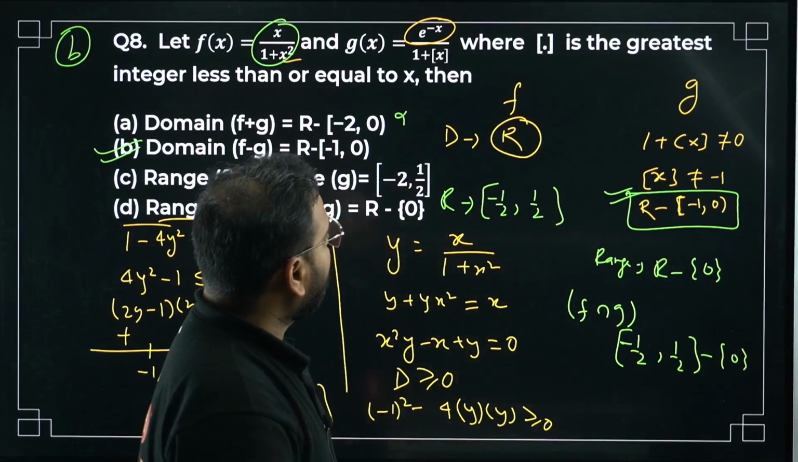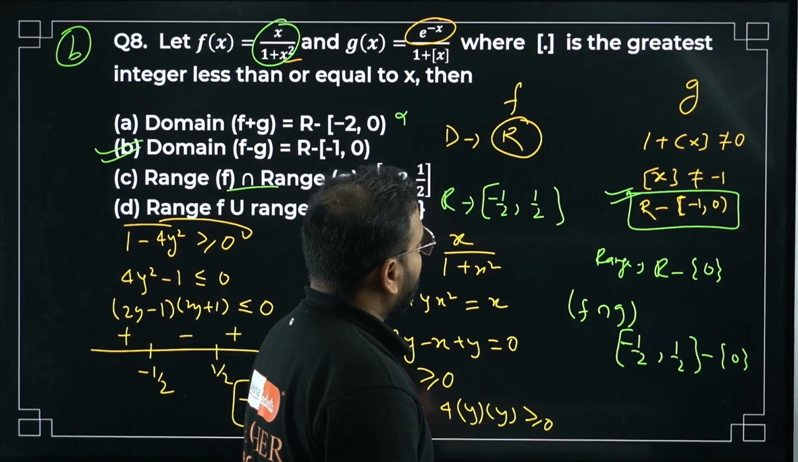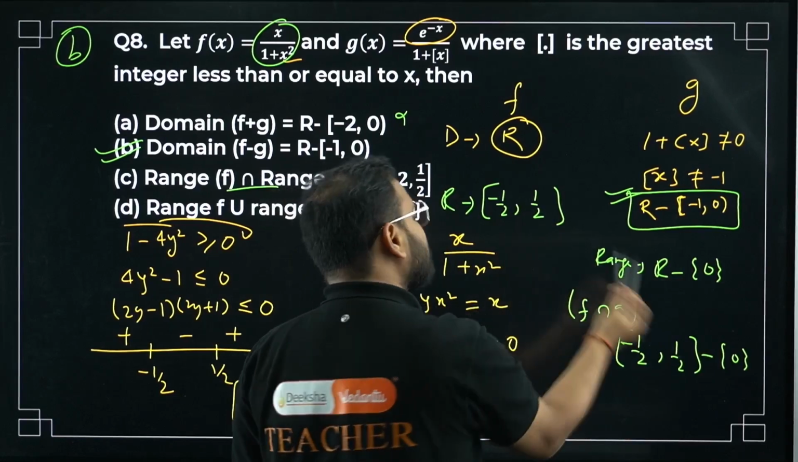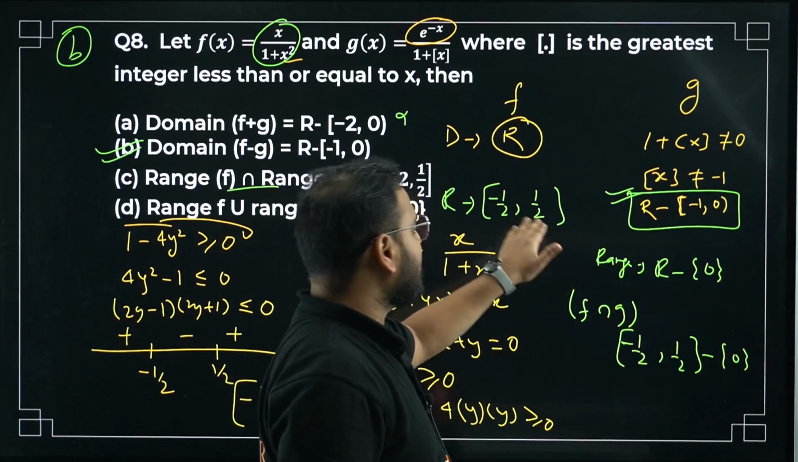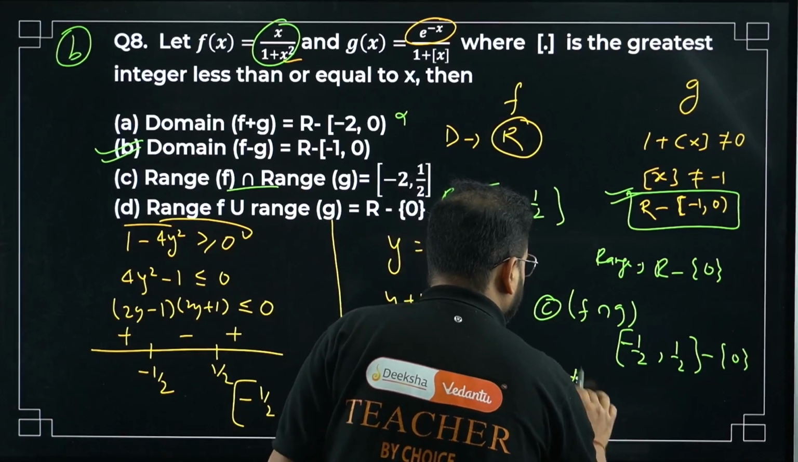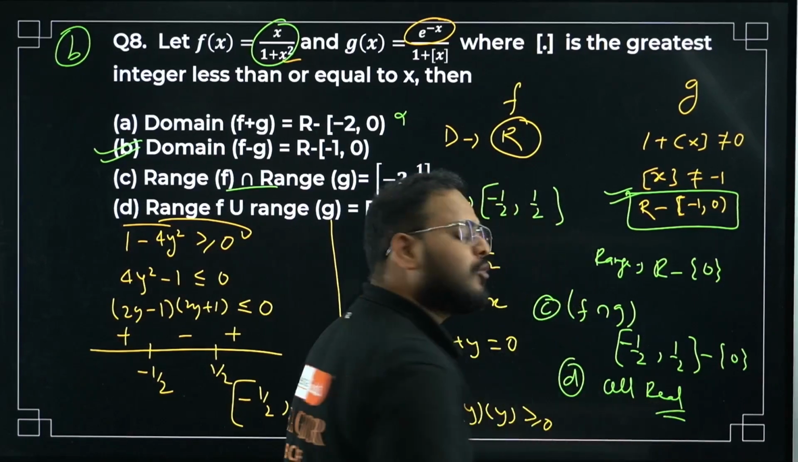Union, bacha. Union of range will be all real numbers. This, but 0 is present over here. It means all real numbers. If you combine this and this, it will become all real, right? So this is option C part, and option D will be all real. Let me know in the comment section if you have a doubt.